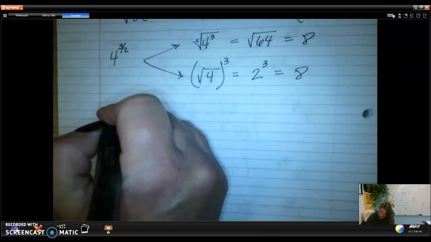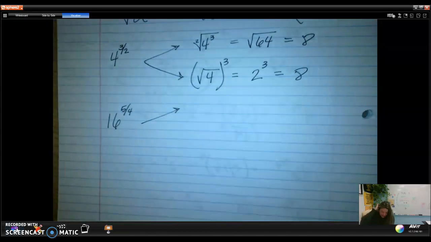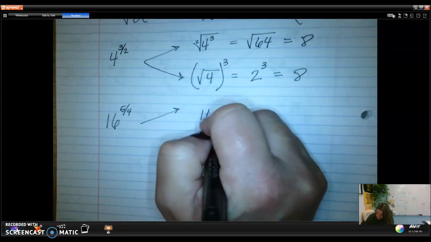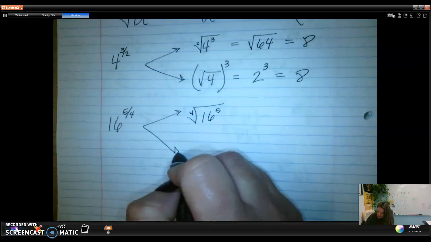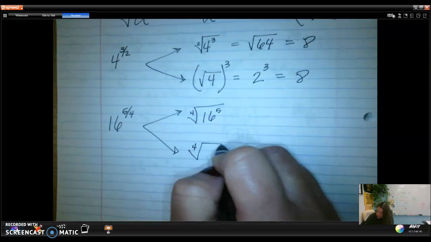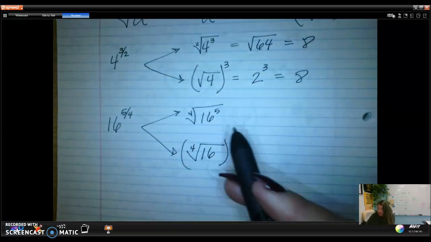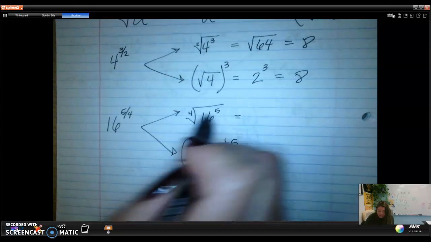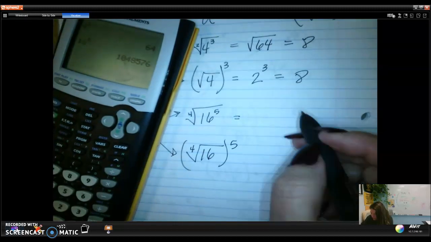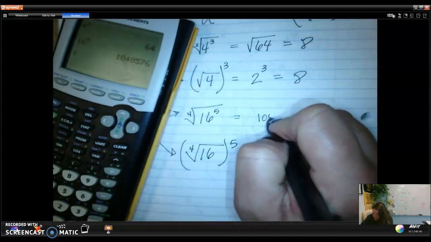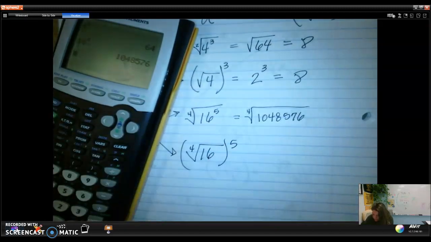So how about 16 to the 5/4? Okay, so again, option number 1 is to write it 16 to the 5th, and then the 4th root of that. Or you can write the 4th root of 16 and do to the 5th power. Now, I don't know what 16 to the 5th power is. I'd have to type that into my calculator. And when I do, I get this big old honking number, 1,048,576. And we're going to do the 4th root of that.